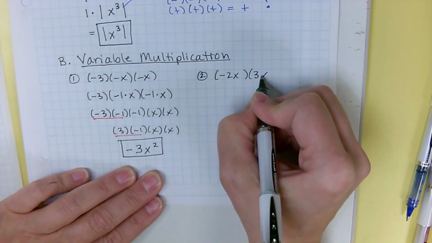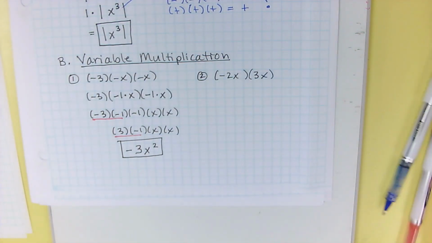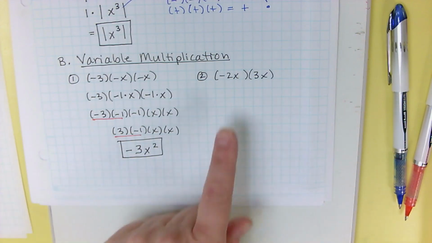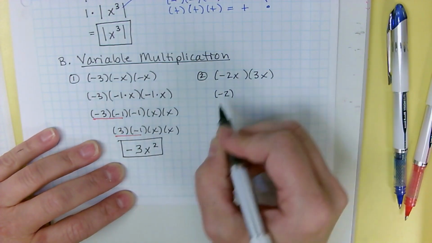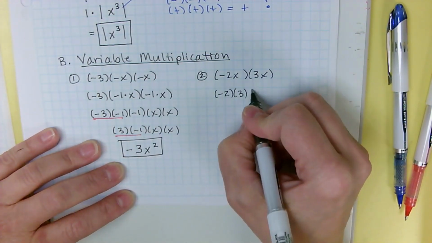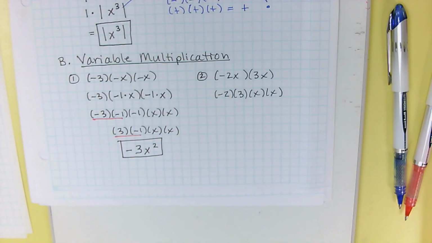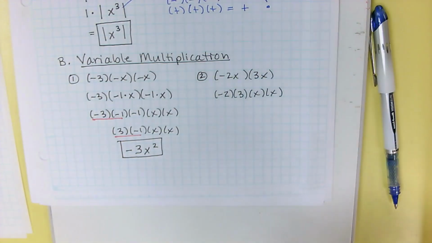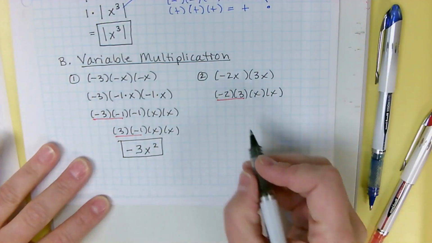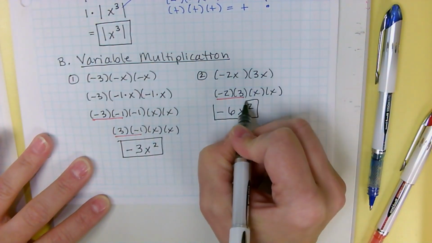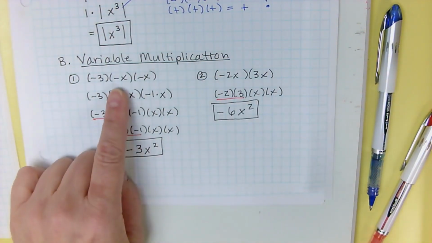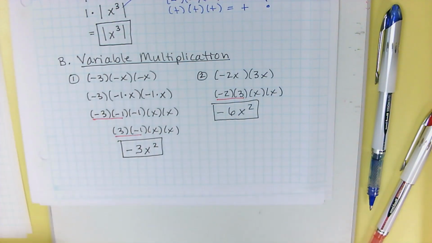-2x times 3x. This one, we don't have to put in any invisible numbers because the negative is attached to the 2. So again, we're going to push the -2 to the front, the 3 to the front, and the x's go at the end. And then you just multiply the numbers. -2 times 3 is -6, and then xx is x squared. So we only have to worry about the -1s when there isn't a number on the variable, and the variable itself is negative. That means there's an invisible -1.